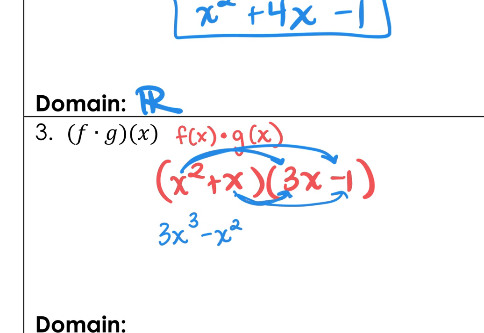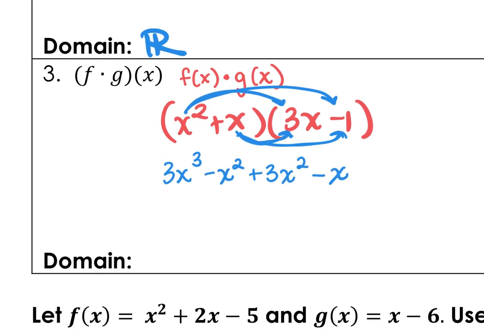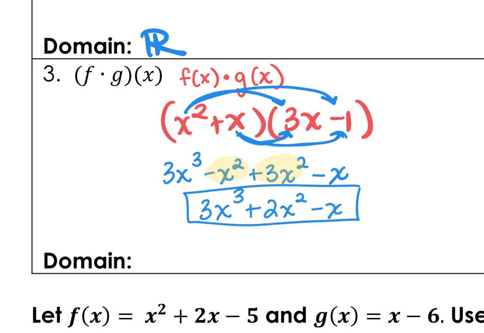X times 3x makes this plus 3x squared. And then the x times the negative 1 makes it negative 1x. After we multiplied those, we do have those two like terms that we could simplify. So we would get 3x to the third power plus 2x squared minus x. The negative 1 plus the 3 would give me 2, so I have 2x squared and then minus the x.